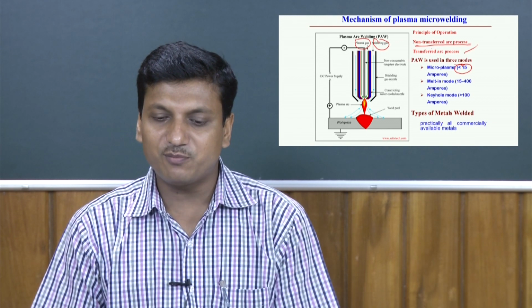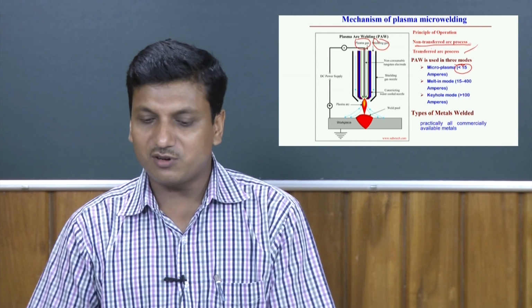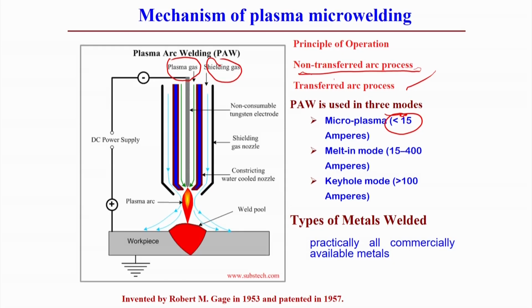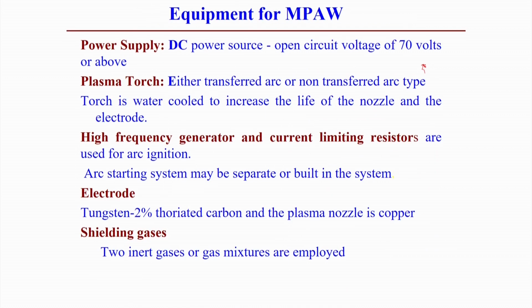For micro-welding, we generally use the non-transfer arc welding process. For micro-welding application using plasma arc welding, the current should be less than 15 ampere, as compared to the other two modes, melt-in mode and keyhole mode, where the level of the current will be different. Practically all types of material can be processed using the plasma arc welding process.